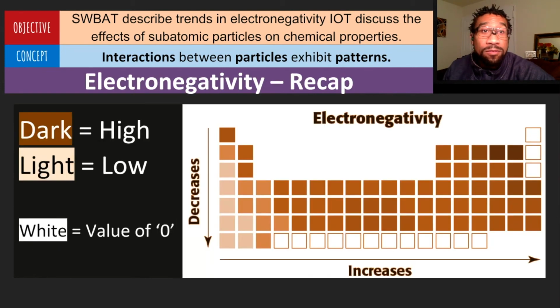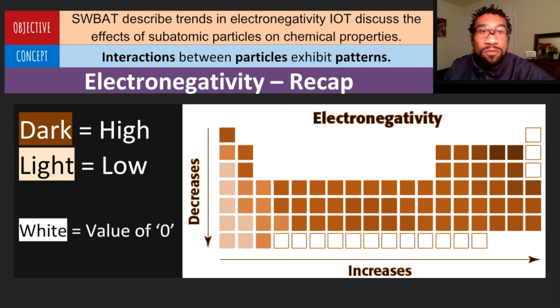So here we go. Here's our recap of electronegativity. As you can see, as you go from left to right, electronegativity increases and it decreases as you go down. The dark represents elements of high electronegativity, while the light shading represents elements of low electronegativity, and white have an assigned value of 0.